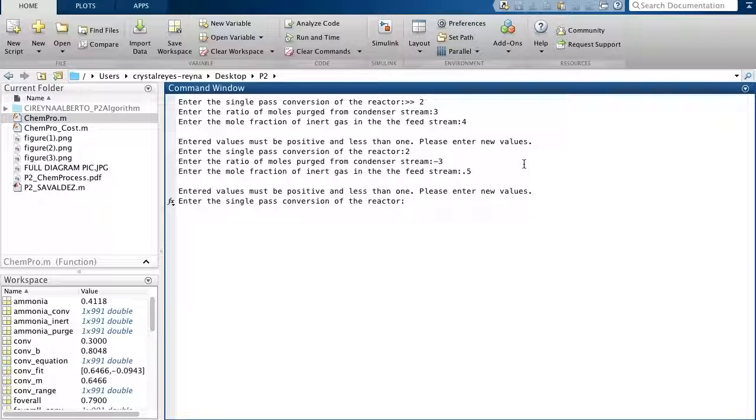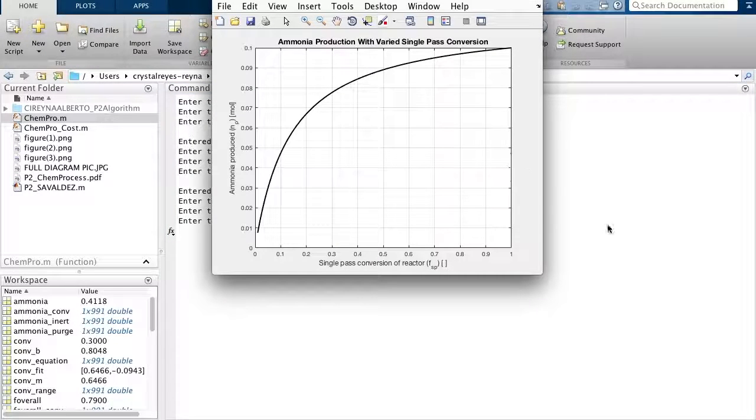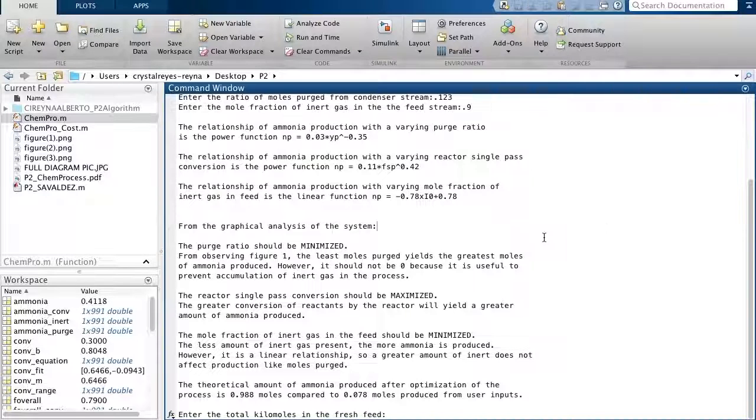So we can do, again, 0.3, 0.123, and 0.9. And we get our answers. This code works great and is very flexible. As you can see, it works for different types of reactors, different purge ratios, and different streams.